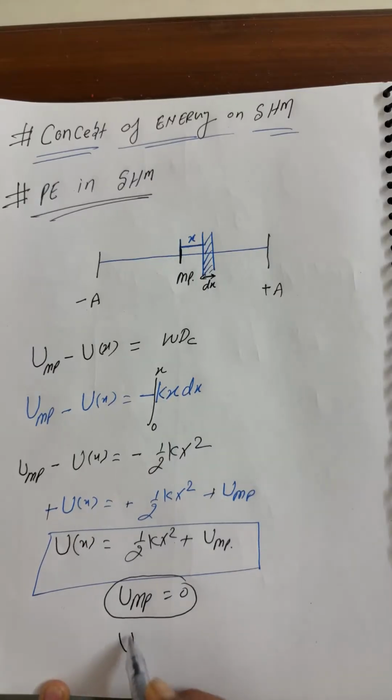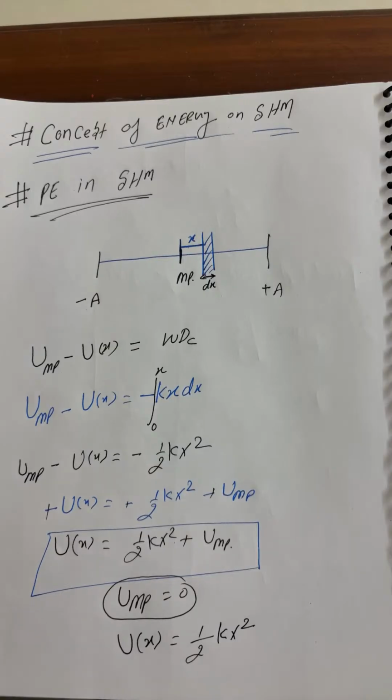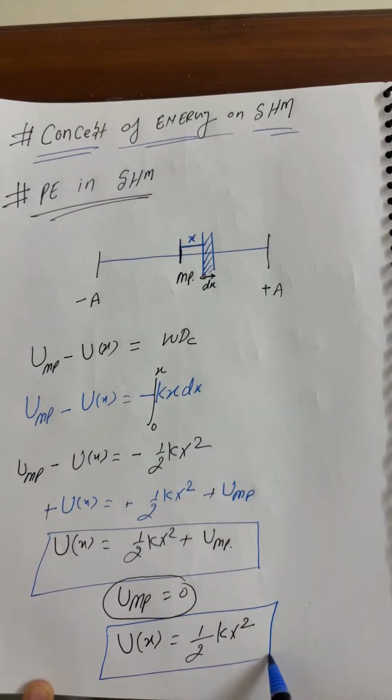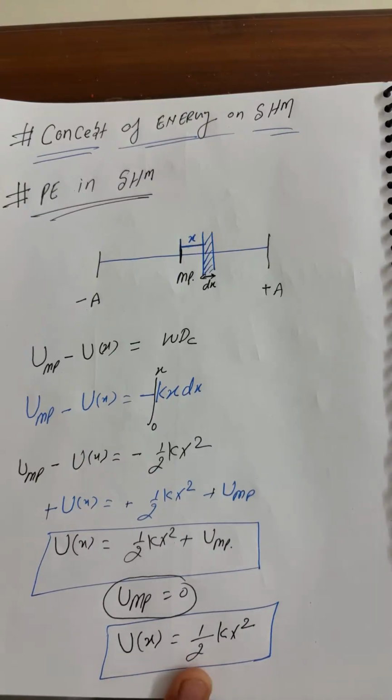You can write U as a function of x, which is equal to half kx squared. U as a function of x is half kx squared. Next, I'm going to derive the next equation, because this is U as a function of x.